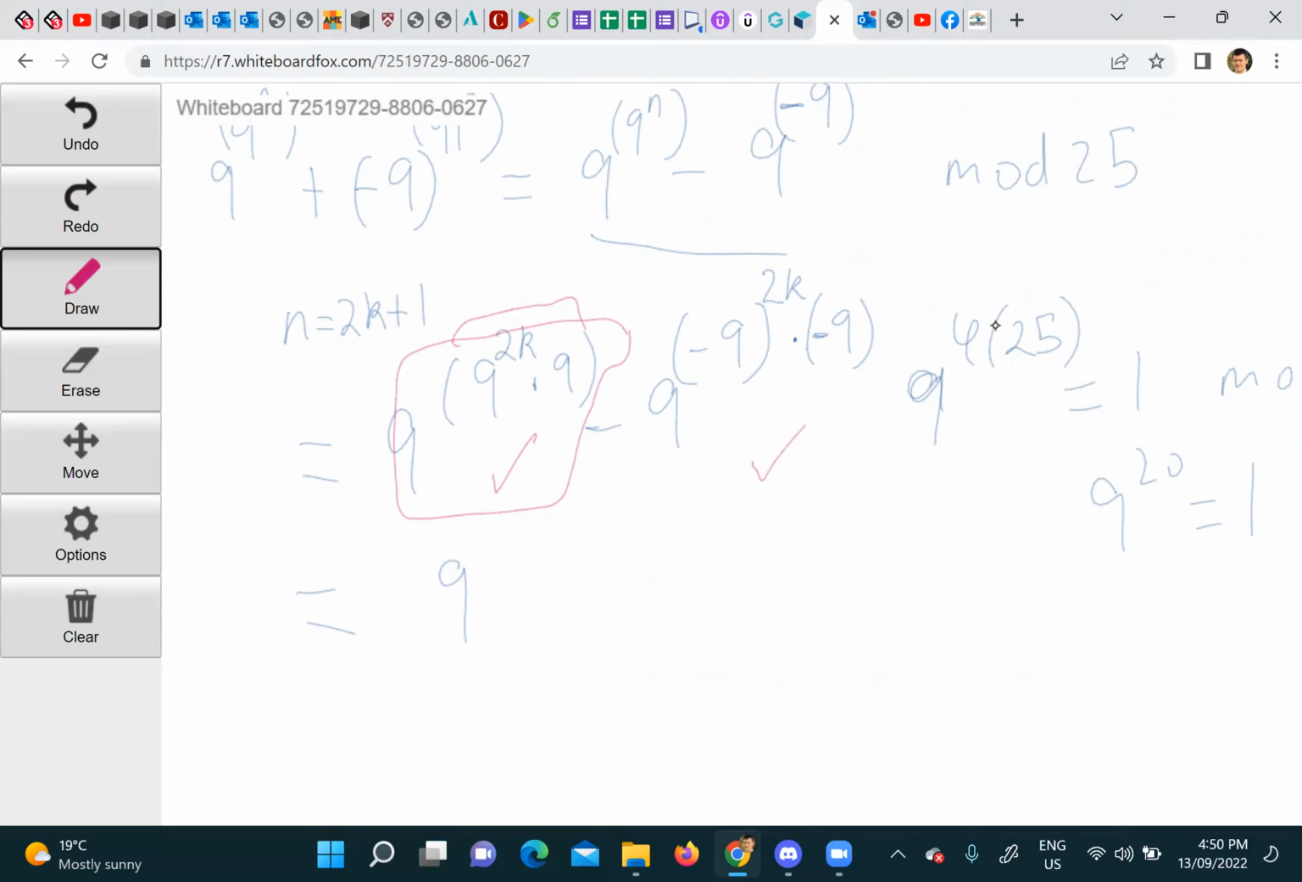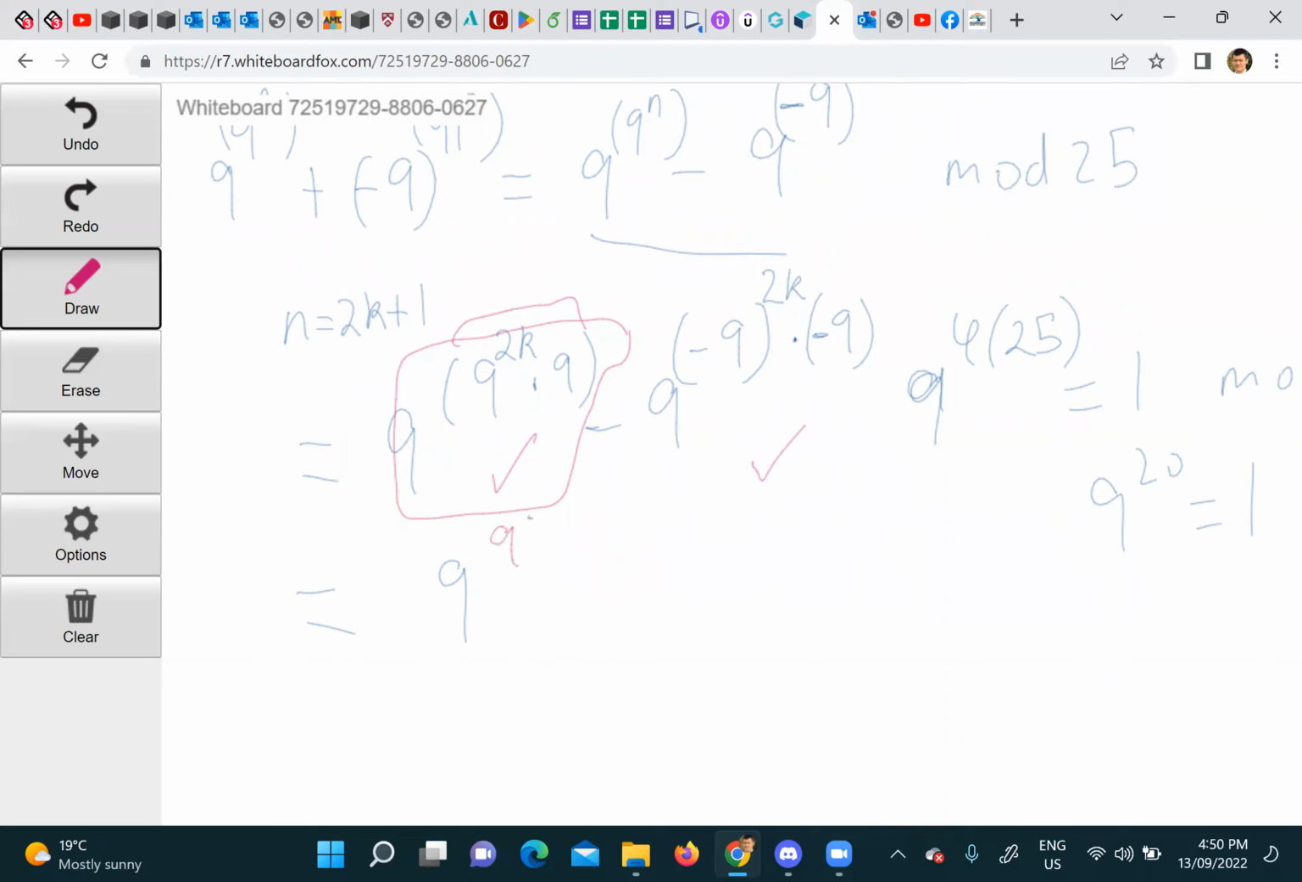So what happens if n is an odd number? We can represent an odd number as 2k plus 1, and then we can simplify: 9 raised to the power 2k plus 1 equals 9 to the 2k times 9. That's what we've been doing. I don't know what you're talking about. Nor do I.